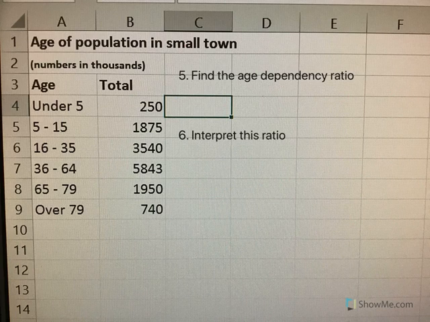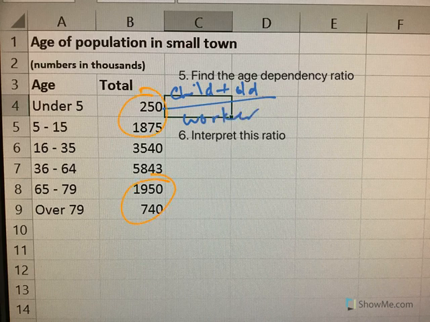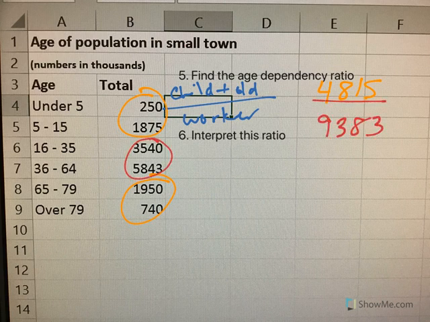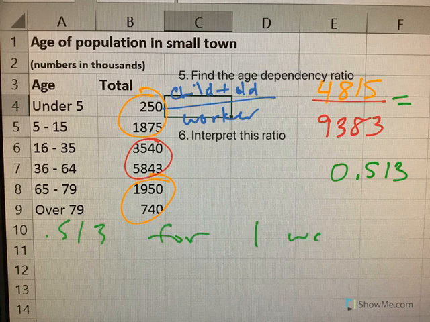Age dependency. Now remember, age dependency are the children plus the old fogies divided by the workers. So we're going to take our children and our old people together, which together gives me 4815. And we divide by our working class, which is 9383. When I divide those, I get 0.513. So again, we could say 0.513 children for every one worker.